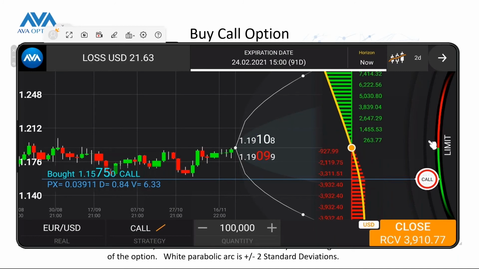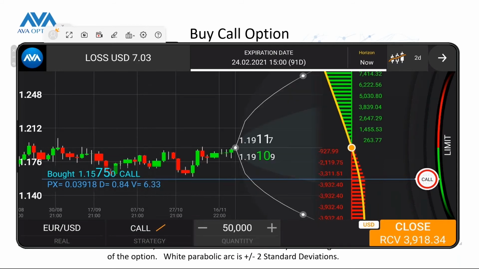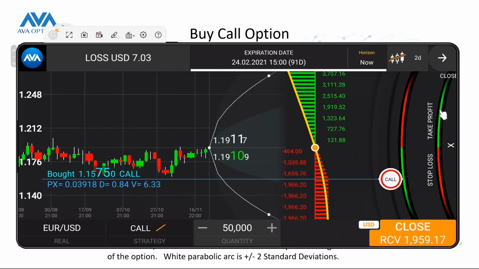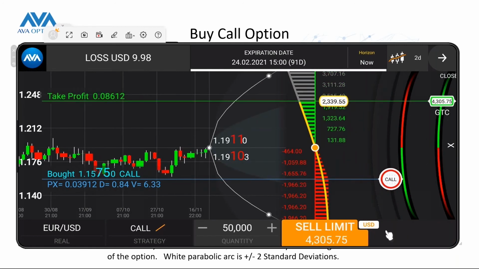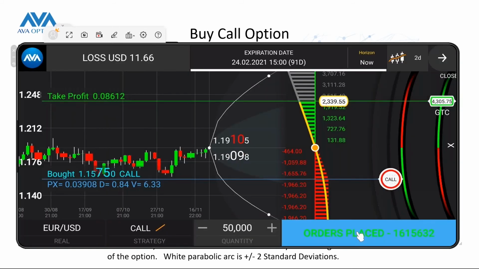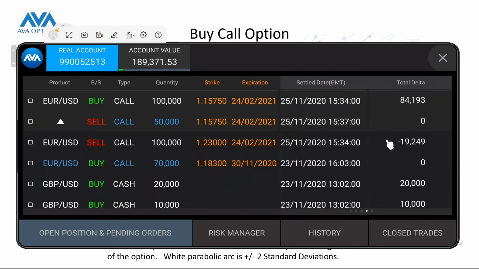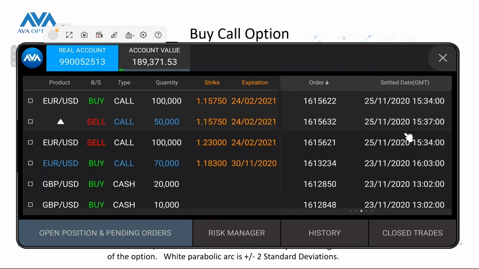I can't change the strike anymore. I have two choices. I can change my size. I can do a partial close. And I can also put in a limit order. So here I'm just going to add a limit order on half of that position. Confirm. It's done. And there you can see it. I own 100,000 call and I have a limit order to sell 50,000 at, slide this over.